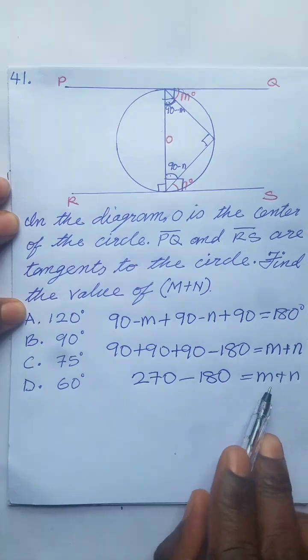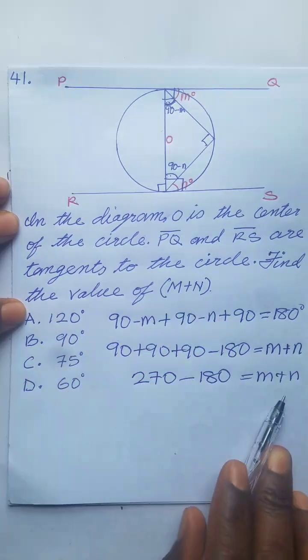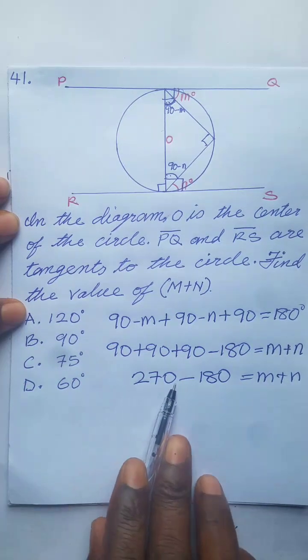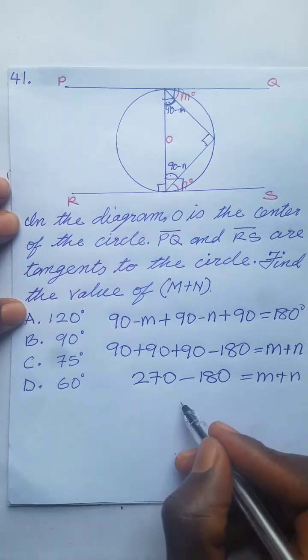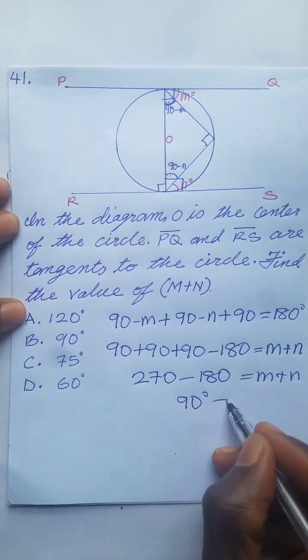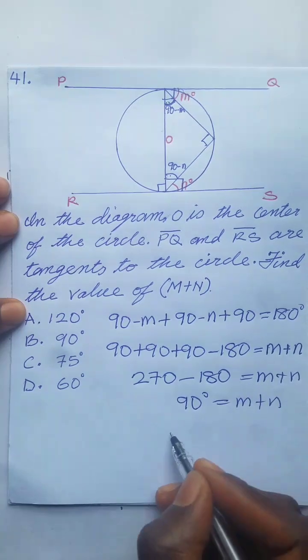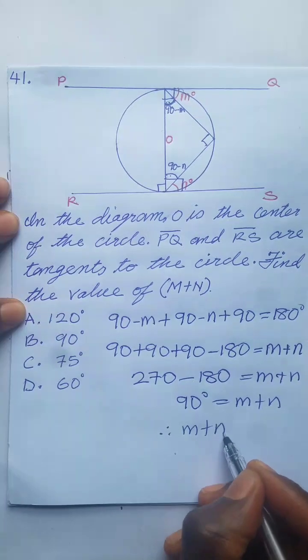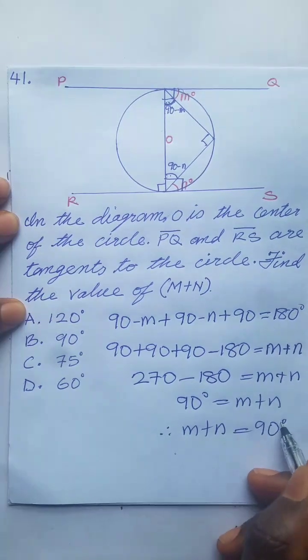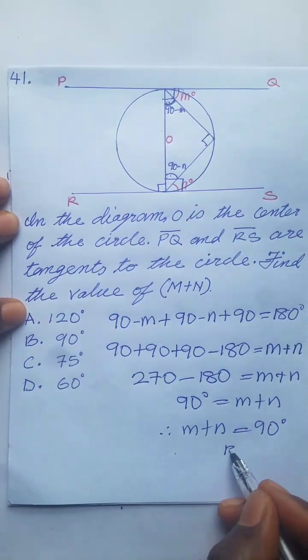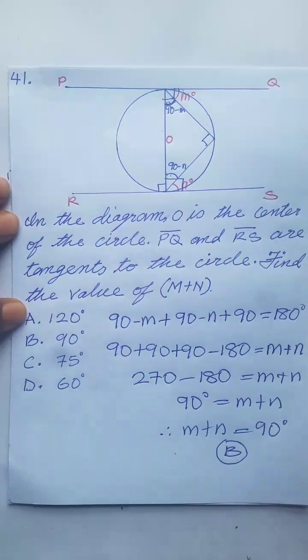Did you notice that our m plus n has come out? Yes, it has. So what is 270 minus 180? That is 90 degrees is equal to m plus n. Therefore, m plus n is equal to 90 degrees. And that is option B. It's simple, right?